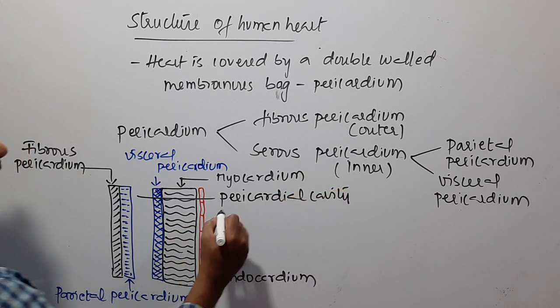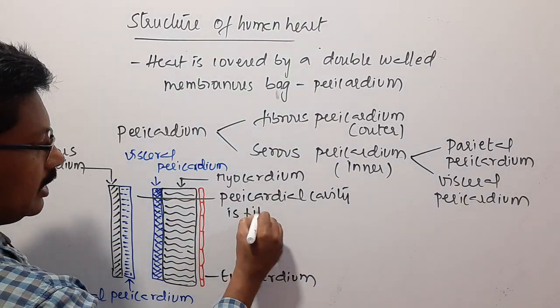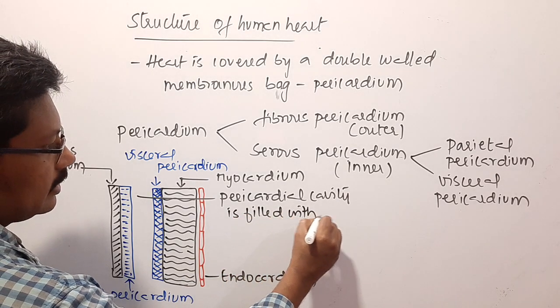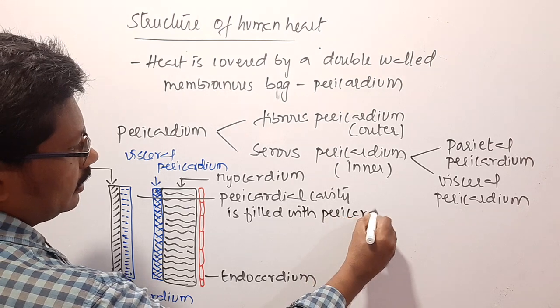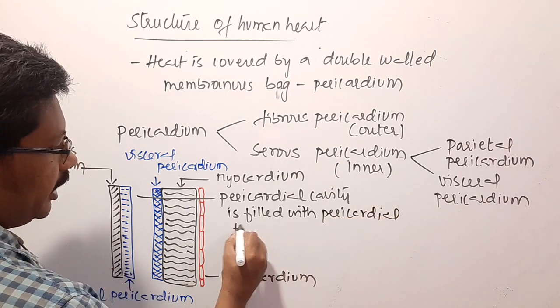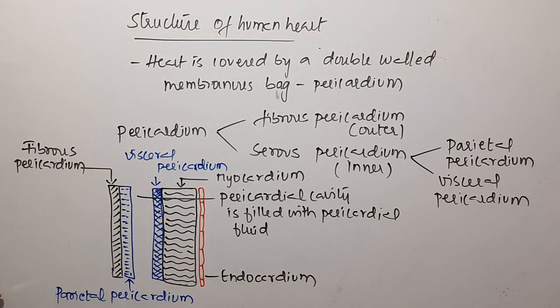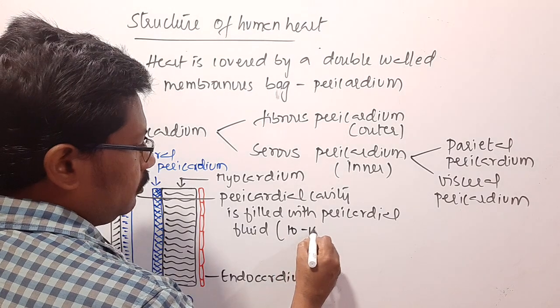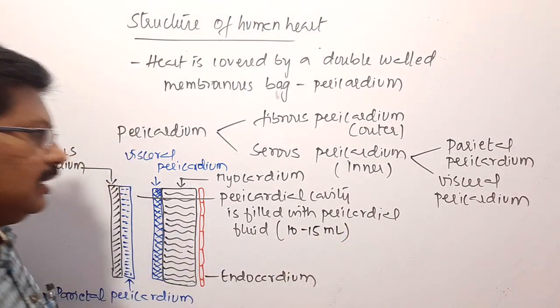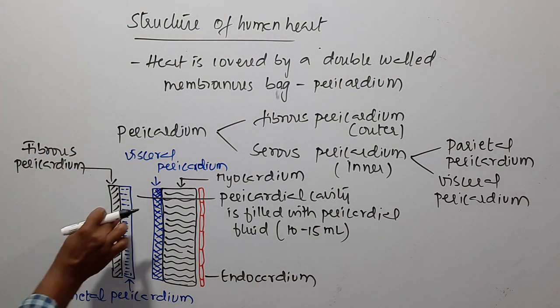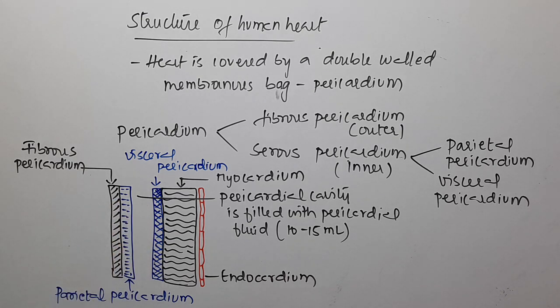And this pericardial cavity is filled with the pericardial fluid, and this fluid is around 10 to 15 ml in quantity. This pericardial fluid actually helps in reducing the friction and also absorbing any external shocks, right?